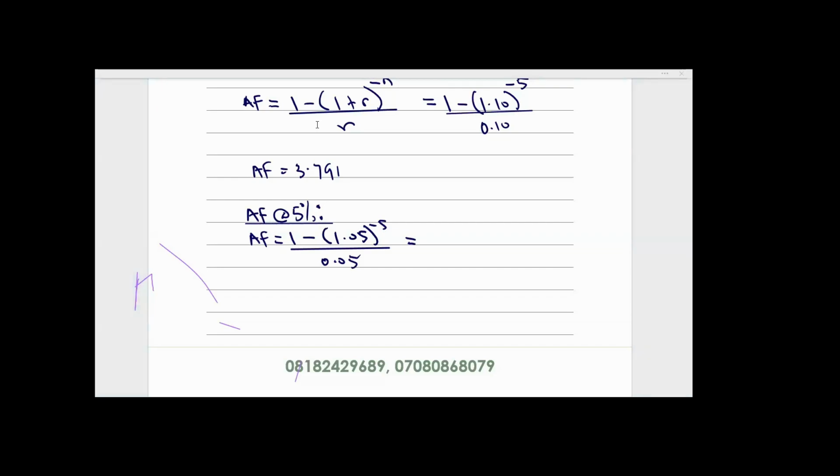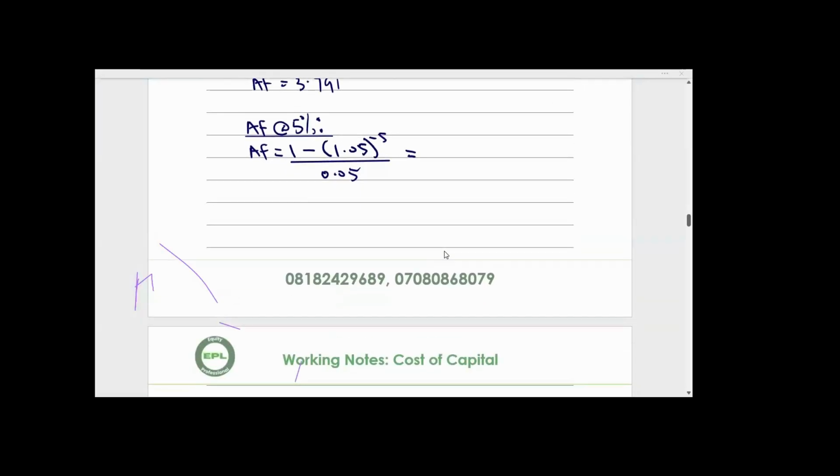Please, could you scroll down to the annuity factor calculation, sir? Okay, I hear you. How did you arrive at 0.621? Okay, let me show you how.